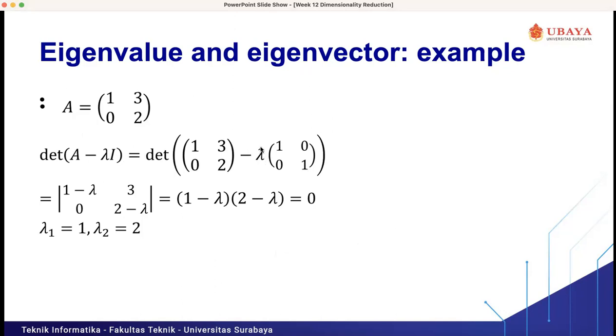So we can put the lambda symbol here, multiplied by an identity matrix. This is an identity matrix, 1, 0, 0, 1. Then we calculate the determinant: 1 minus lambda, then 3 minus 0, 0 minus 0, and 2 minus lambda. To multiply a scalar value with a matrix, the lambda will be multiplied by the identity matrix, so it will be lambda, 0, 0, lambda, right?